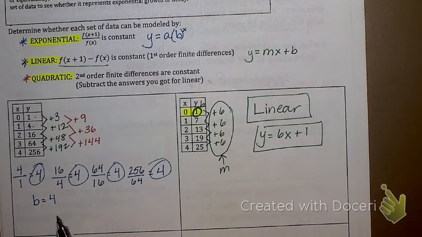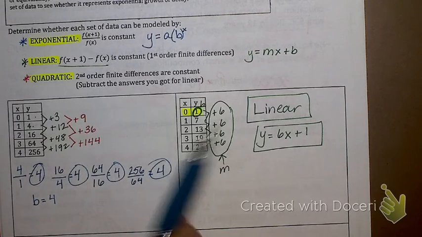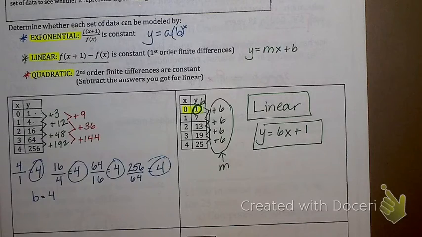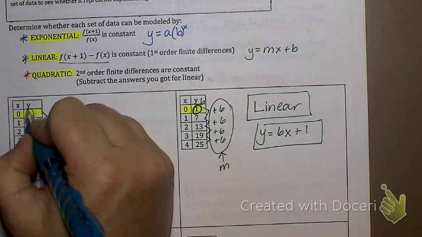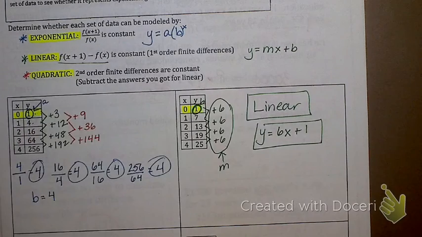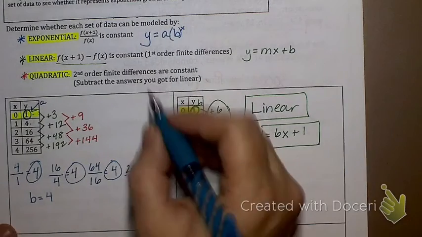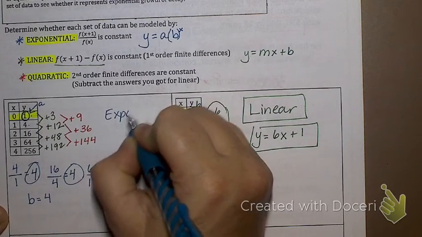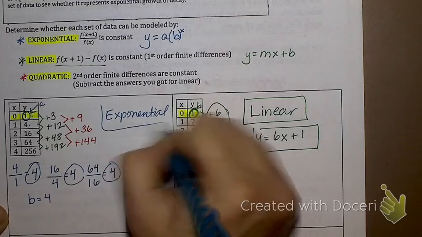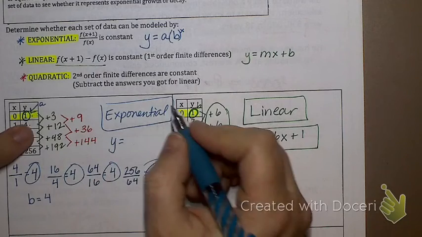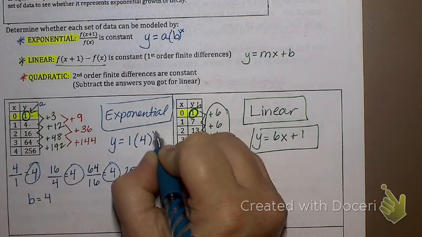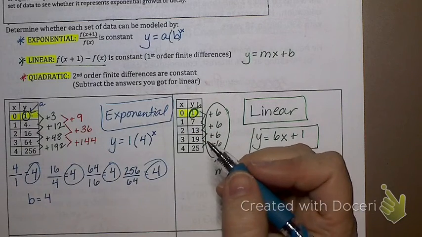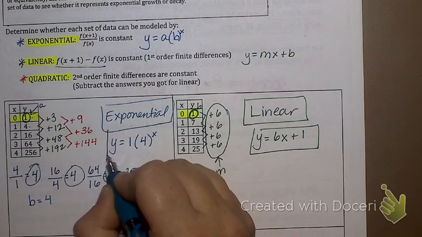How do you think I find my a value? Same exact way I found this over here. I'm going to find where x is 0, and then my y value is actually my a value for my equation. So what's my equation here? I know this is exponential. And what's my equation going to be? Y equals a, which is 1, times b, which is 4, to the x. Do I technically need to write the 1? I don't have to, but since I did, it's fine also.